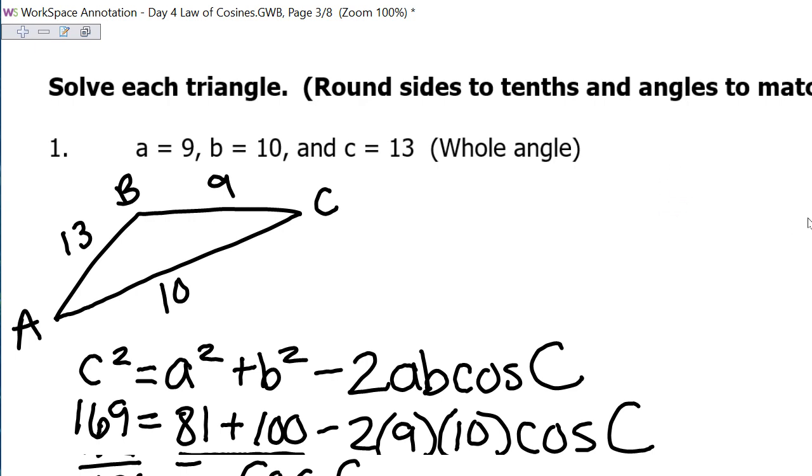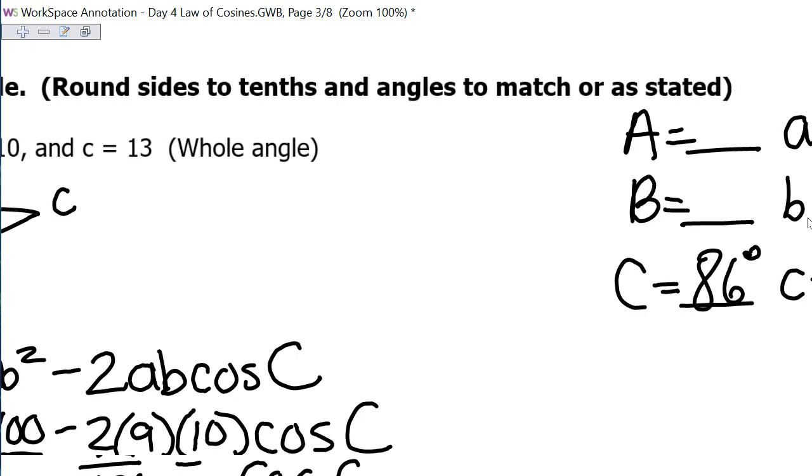Okay, from here, when I solve for angle B and angle A, I have to decide, could it be obtuse? So if this is the largest side and this is the largest angle, what do I know about angles A and B? They have to be smaller than what? 86. So is it possible for B to be obtuse? No. So that means I can use the law of sine. If it could be obtuse, you have to use the law of cosine. But we can see it's not going to be obtuse, so we can use the law of sine.